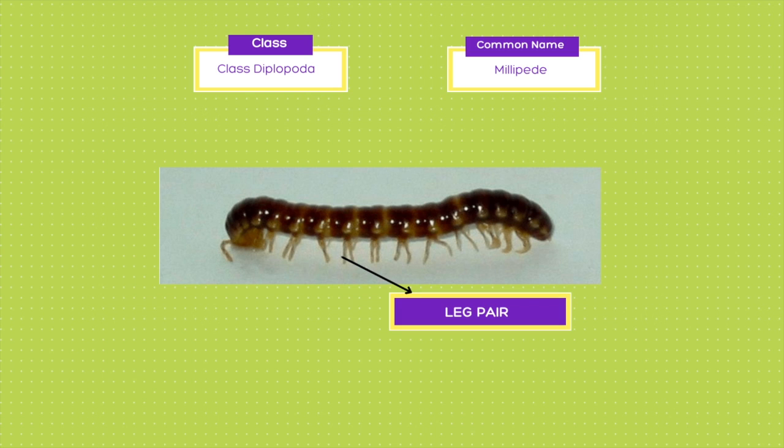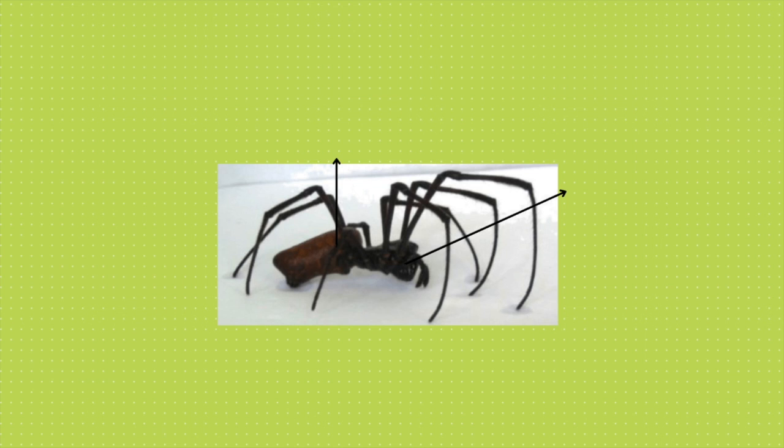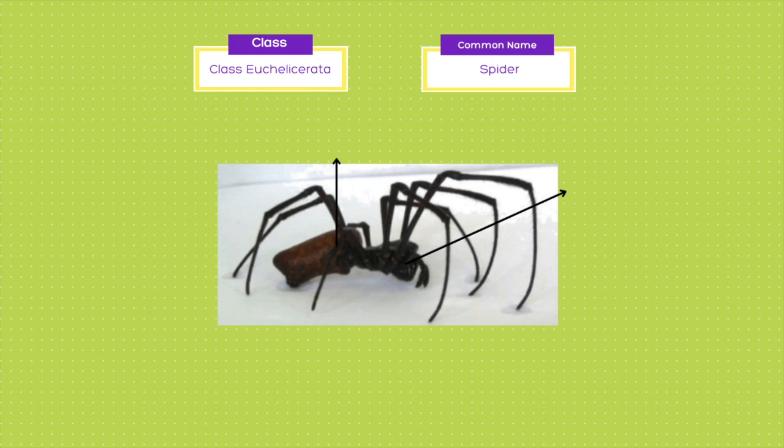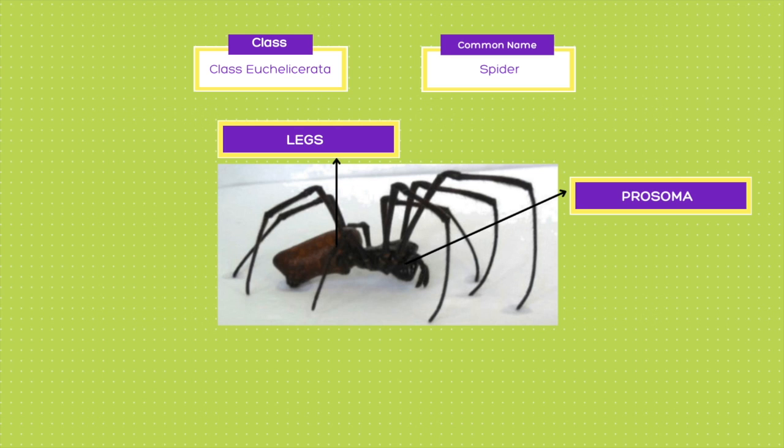Next, we have our eight-legged favorite, the spider, belonging to class Euchelicerata, a part of the arthropods. The first arrow points to the spider's legs, which is a part of the four pairs of jointed legs with 2 or 3 terminal claws. The next arrow refers to the prosoma, which is a fusion of the head and thoracic body parts.